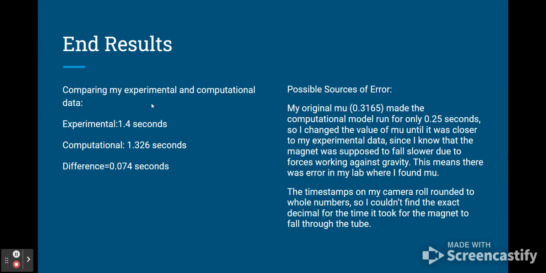My end results were that there was a difference of 0.074 seconds between my experimental and my computational data, and this is because I changed my mu. My original mu made the computational model run for only 0.25 seconds, so I assumed I made an error in lab 3. So I changed my mu until it was more realistic. This means there was an error, and the timestamps on my camera roll also rounded to whole numbers, so I couldn't find an exact decimal, so that could also have influenced the difference between my experimental and computational data.